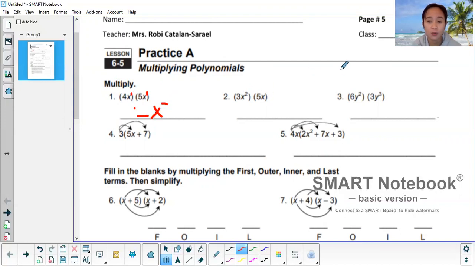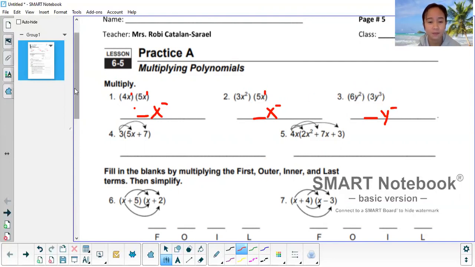For number 2, so 3 times 5, what's that? Then since they have the same basis, you just write x, add the exponents. Take note, that's 1. So what's 2 plus 1? That's the exponent right here. Okay? For this one, 6 times 3, what's that? You write that down. Then you write y. Add exponents. They're both y for the basis, so you just have to add the exponents right away. So what's 2 plus 3? So you write the exponent.